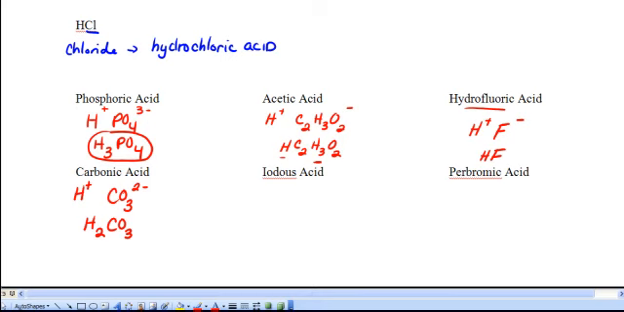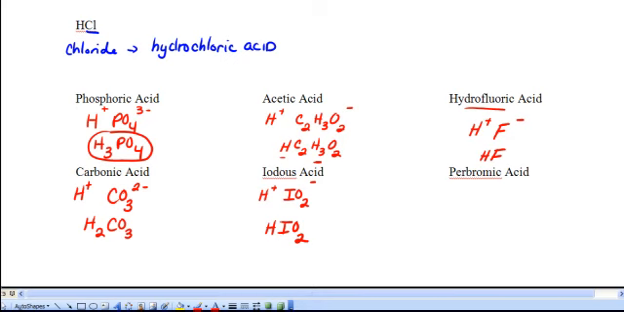Iodous acid. Iodous comes from iodite. OUS comes from ITES. So iodous comes from iodite, which is IO2, 1- charge. When you combine that with a hydrogen, you're going to have HIO2, iodous acid.